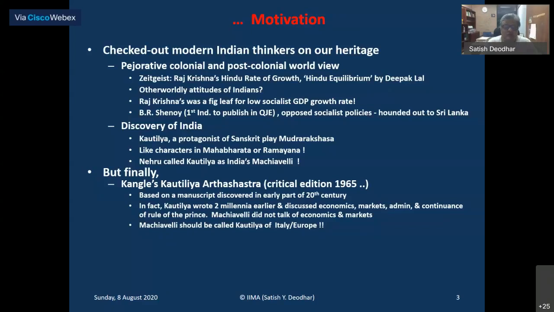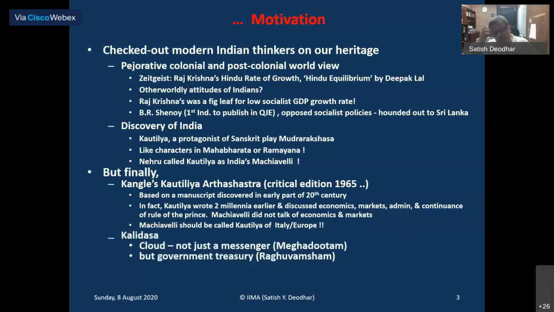And Kautilya talks not just about continuance of the ruler or the king. He talked about markets, administration, foreign relations, and many more things. So therefore, actually, Machiavelli should have been called Kautilya of Italy or Kautilya of Europe. So that's how things were much different.